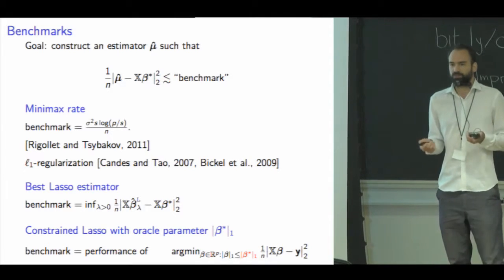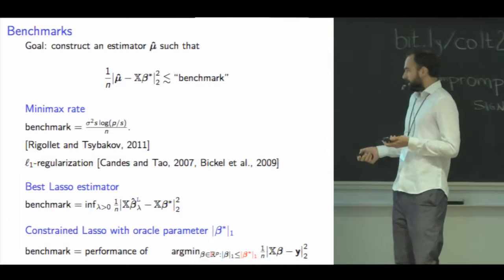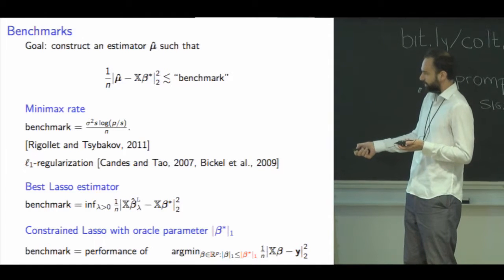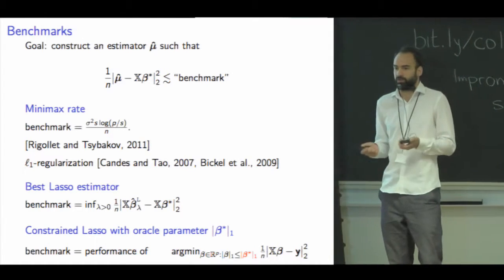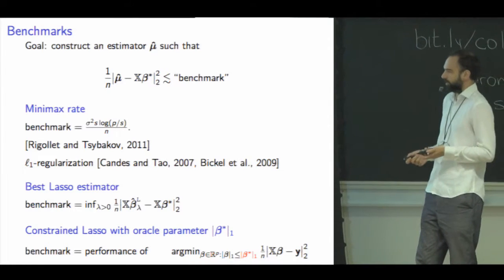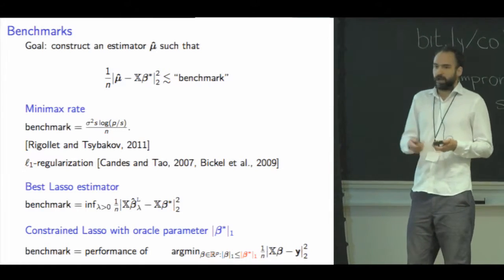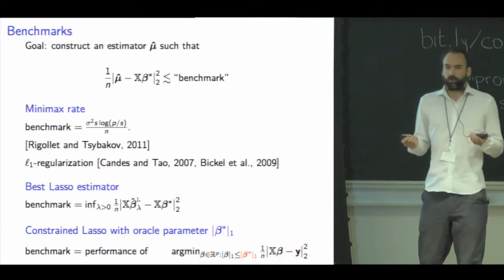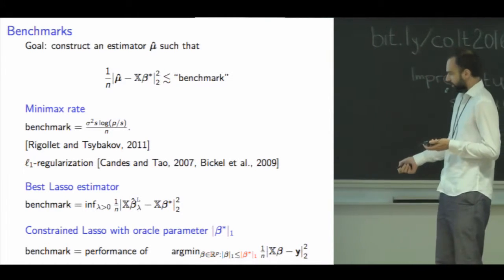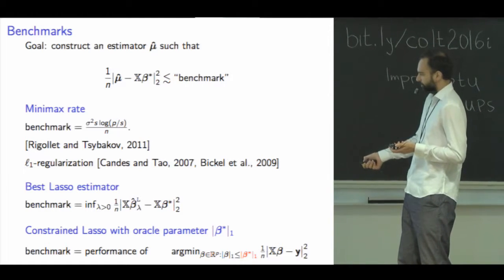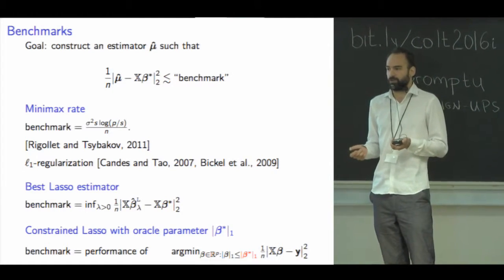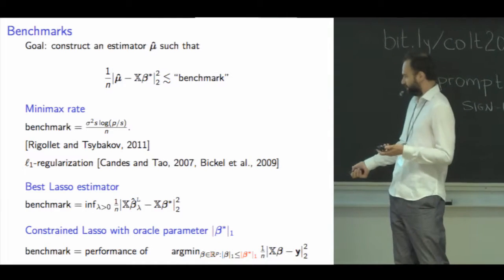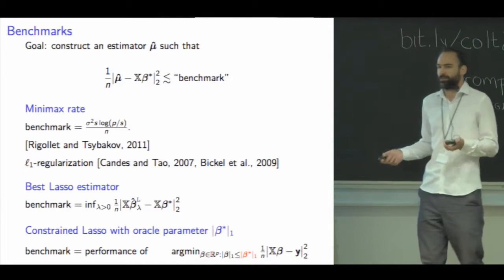But today I will be more interested in other benchmarks. Like, can we mimic the performance of the best Lasso estimator? So this is this benchmark here, which takes an infimum over all possible tuning parameters. And this is the prediction error of the best Lasso estimator. Another benchmark that would make sense if we believe that L1 regularization is going to solve the problem would be the constrained Lasso, where here we constrain the beta parameter over an L1 ball that has exactly the radius of the truth. Of course, this estimator is not accessible in practice because beta star in L1 norm is unknown.